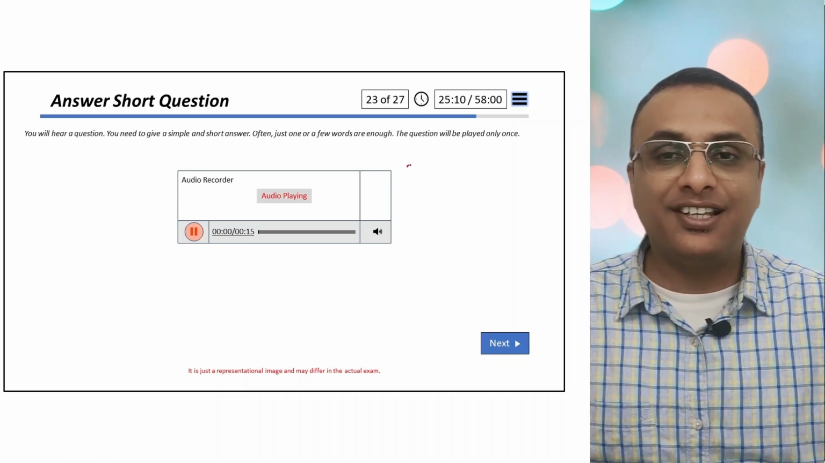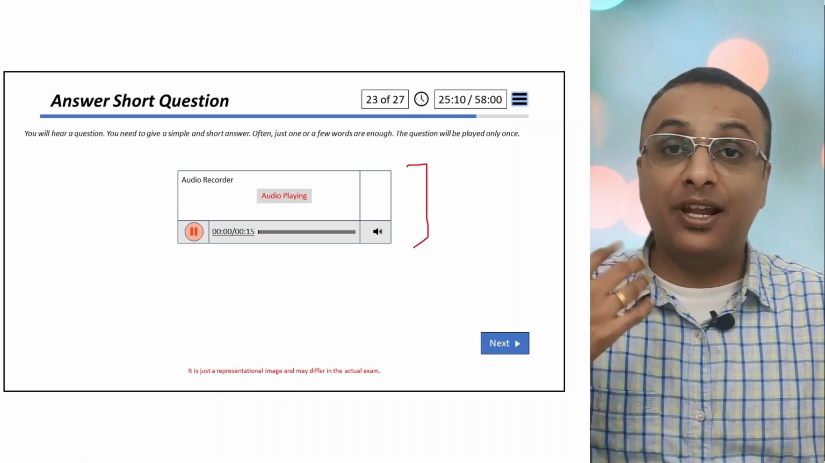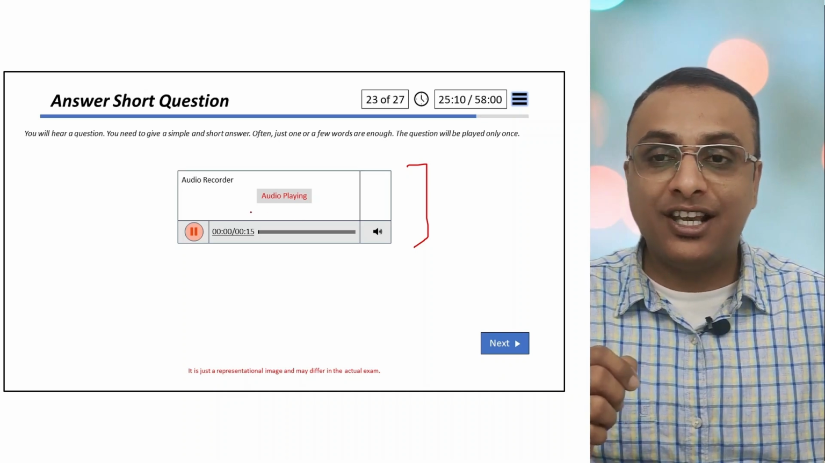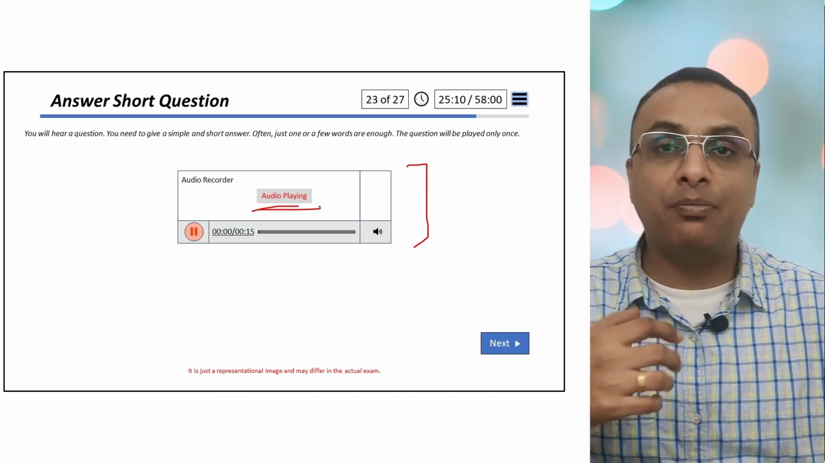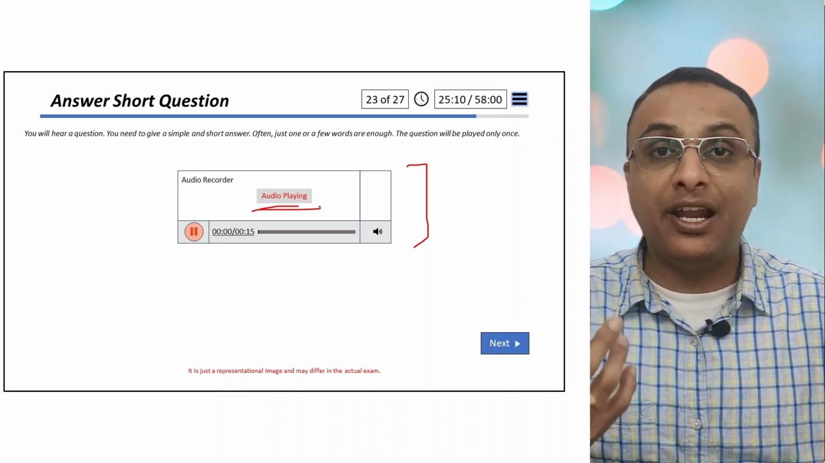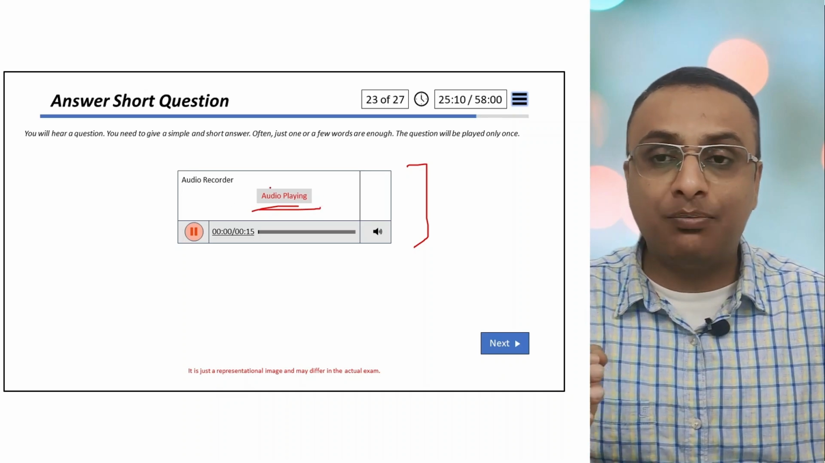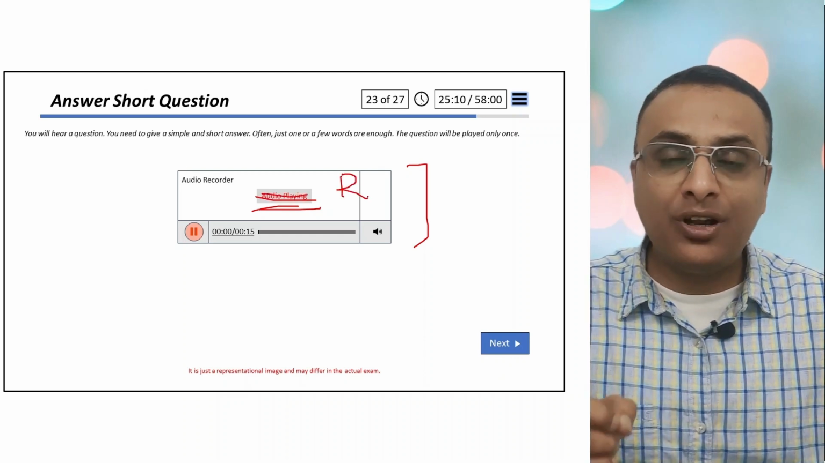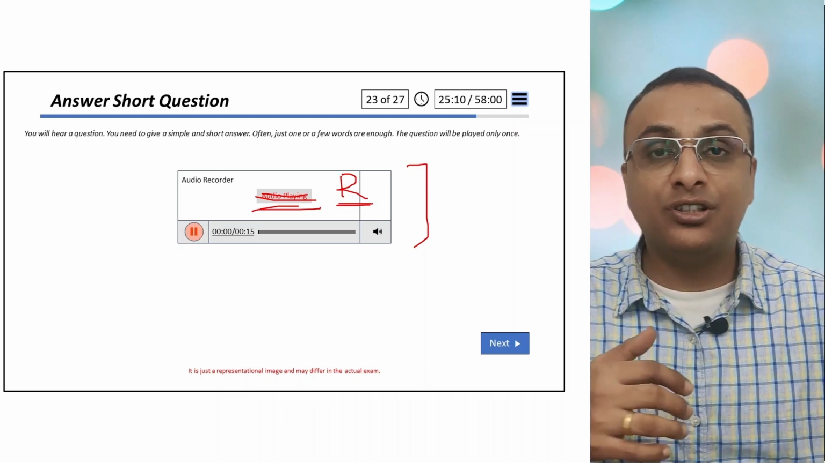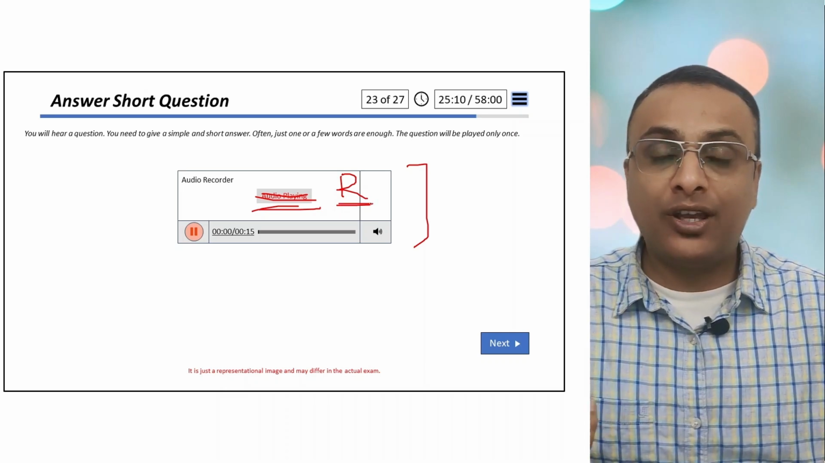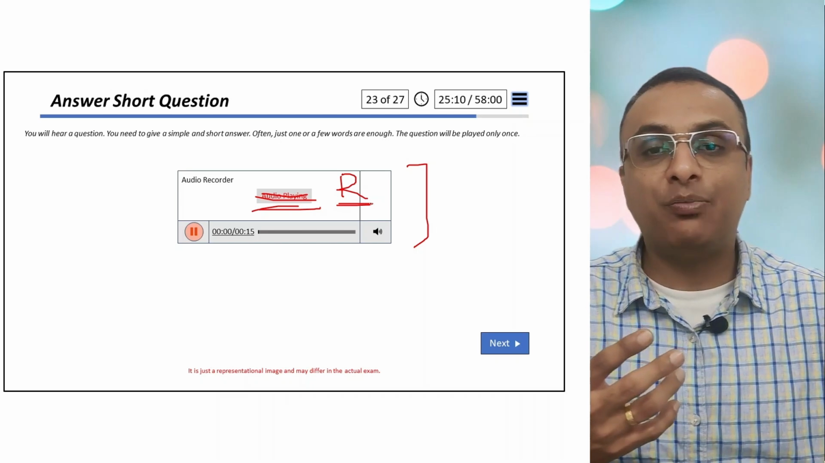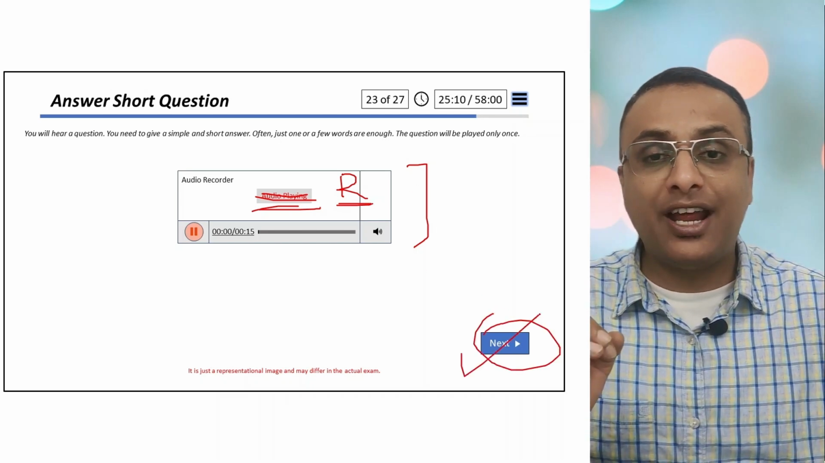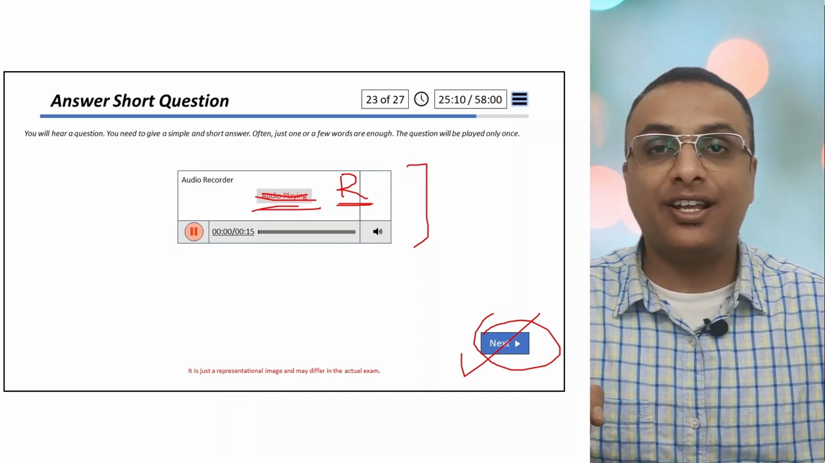This is a representational image of answer short question from your exam. As you can clearly see, there is an audio recorder which will play the question and record your answer as well. In this instance, audio is being played, meaning the question is being played by PTE. Once it completes, instead of audio play, you will see recording. Soon after you see recording, you will have to come up with your answer. It could be in one word or in multiple words. Once you complete responding to that question, click next for the next question in your exam.